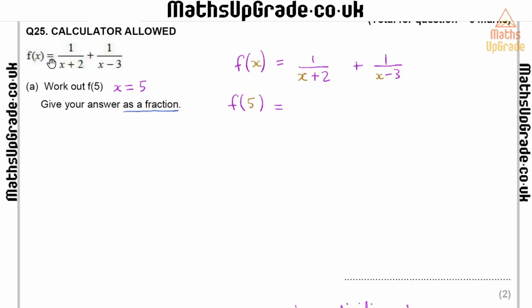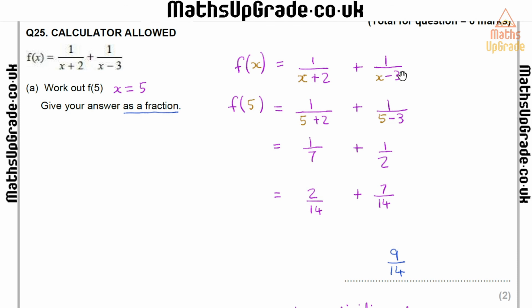So if x equals 5, then this would be 1 over 5 plus 2 plus 1 over 5 minus 3, which is 1/7 plus a half, which is the same as 9 over 14, just with a calculator. That would be 2 marks.